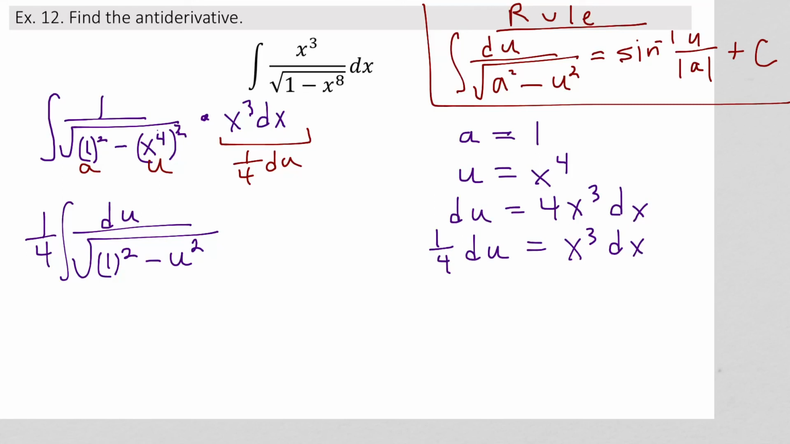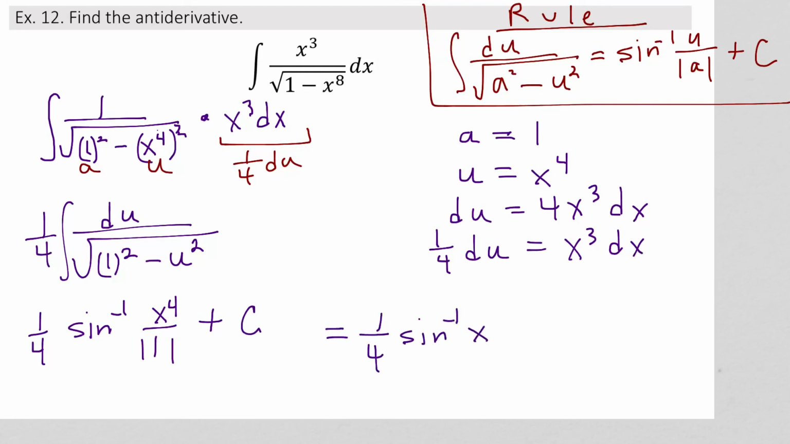All right, so now I can go ahead and write out my right-hand side of the rule here by substituting u and a into the inverse sine. So I've got 1/4 inverse sine. U, we said, was x to the 4th. A is 1. Plus c. So that's just equal to 1/4 inverse sine x to the 4th plus c. And that's all there is to it.